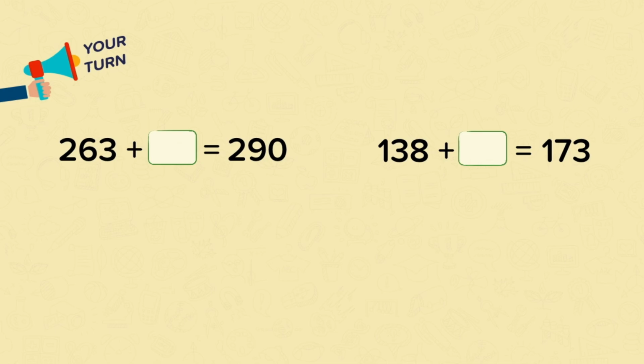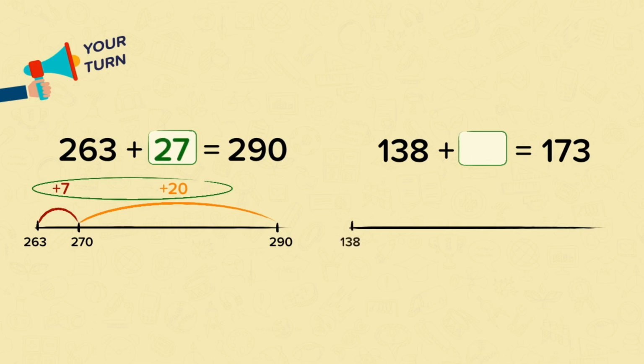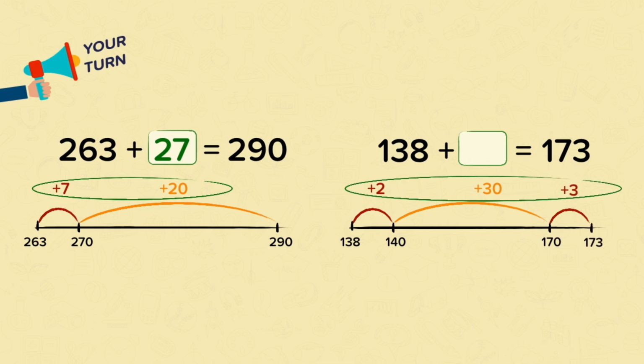Now for the first one, you should have started with 263 in your head. You should have added 7 to get to 270 and then another 20 to get to 290. So 27 should have been your answer. And for the next one, you should have added a 2 to get to 140 and then 30 to get to 170 and then another 3 to get to 173. So the answer was 35. Well done if you got both of those correct.